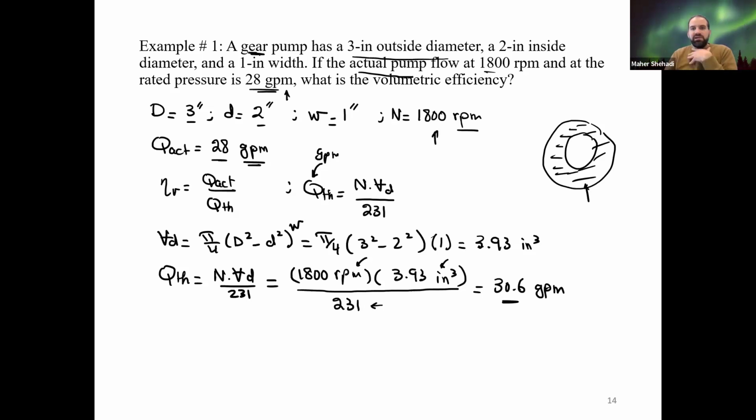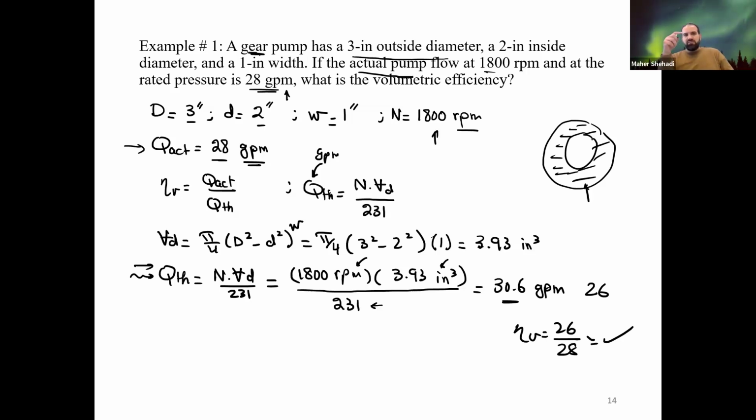Don't just flip the numbers. Let's say you got here 26. Oh, so my volumetric efficiency should be 26 over 28. I'm good, it's less than 1. Well, it's wrong. That's the theoretical, that's the design. Why is there a difference between this value and this? There is the leakage. So the difference between 30.6 and 28, which is 2.6, that's the leakage flow rate.